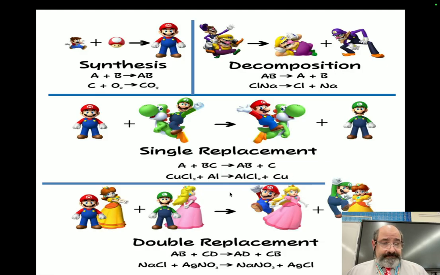Don't worry about balancing equations and the little numbers afterwards. We'll deal with those later. But for now, notice one in, one out. Very common, it's going to be a metal. We'll talk about that later.